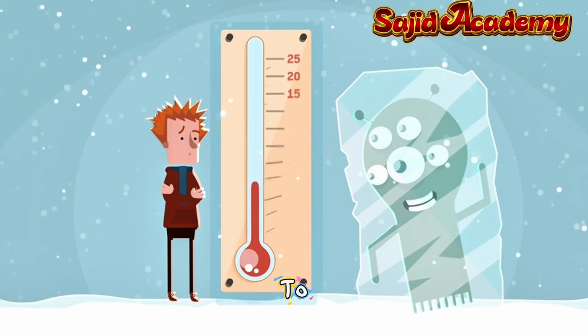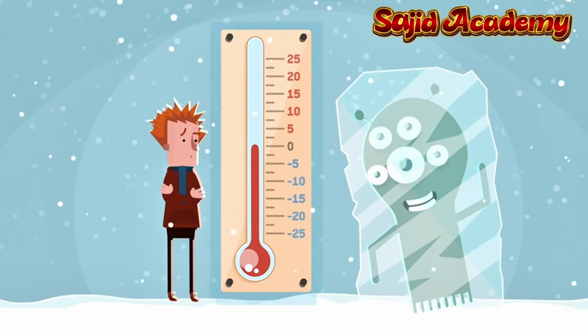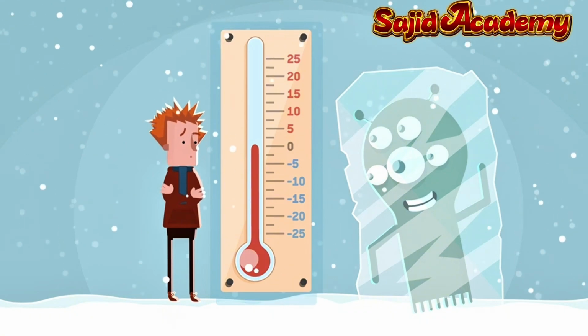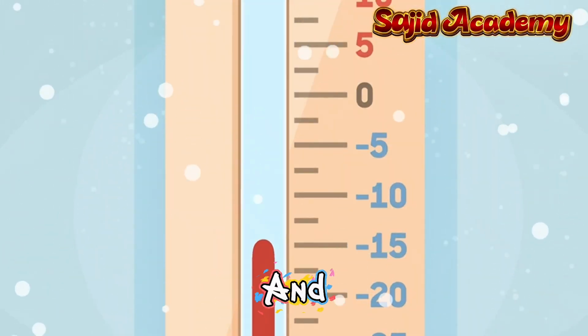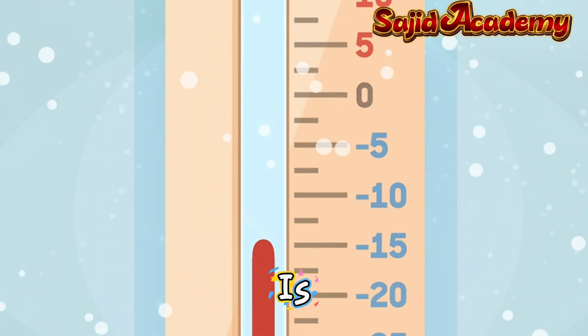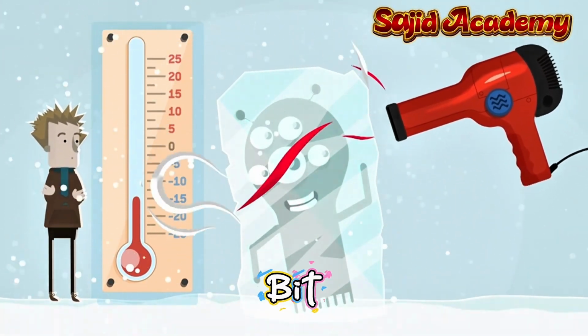Negative numbers apply to lots of things, but one of the more noticeable ones is temperature. Numbers don't just stop at 0. When you count backwards from 0, you go into negative numbers. And right now, the temperature is -15. Let's see if we can heat you guys up a bit.